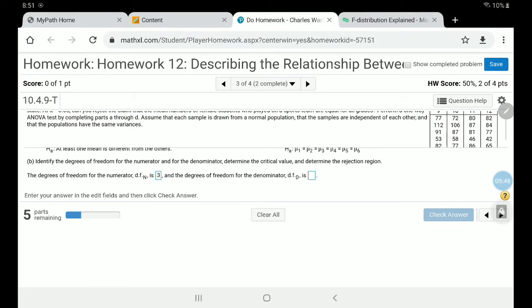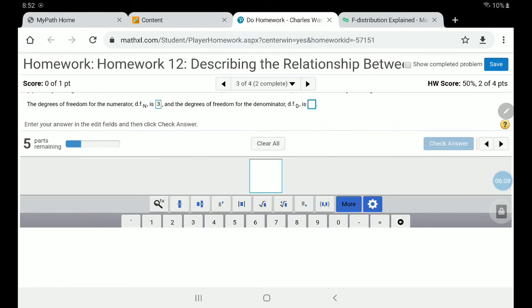So how did I get 24? I added 6 for the 9th grade, 6 for the 10th grade, 6 for the 11th. I added all those together and I got 24. The degrees of freedom for the denominator is that total number, in my case it's 24, minus the number of groups. So in this case, we have 4 groups. 24 minus 4 is 20. So that's the degrees of freedom for the denominator.